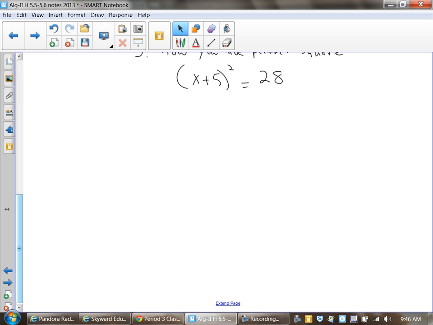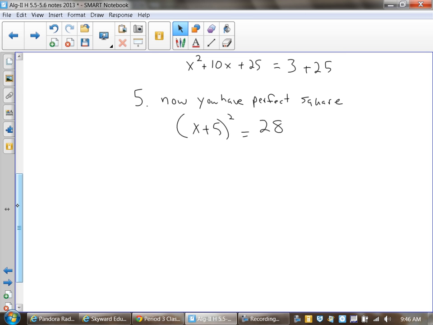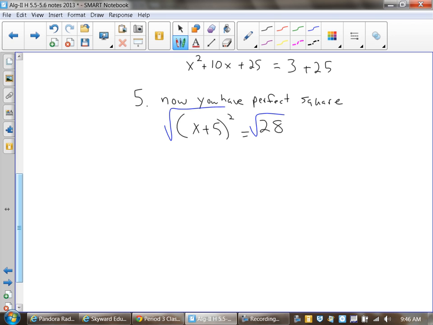Square root. So what you're doing here is you're setting yourself up for a problem that's very easy to work with. What's the square root of junk squared? Junk. In this case, it's x plus 5. And what's the square root of 28?